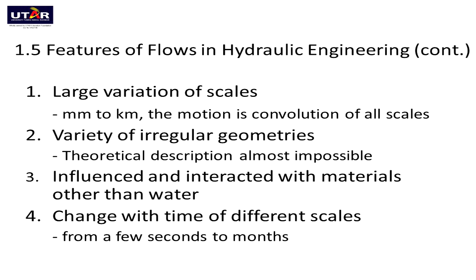1. The large variation of scales. The scales of areas to consider go from millimeters to kilometers, and the motion is a very complex convolution of all these scales. 2. Geometries are irregular and vary from narrow linear shapes like long streams, to flat and shallow, like in reservoirs and coasts, to very complex three-dimensional regions around structures.